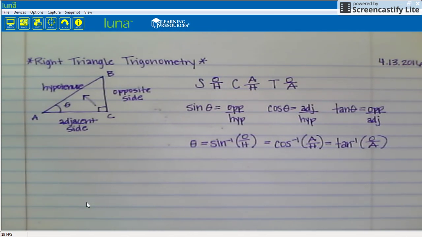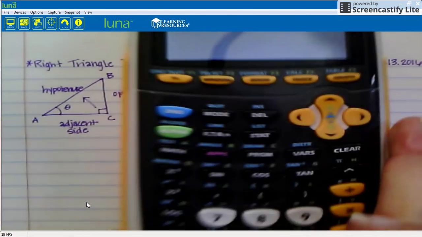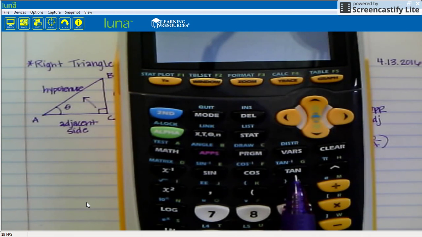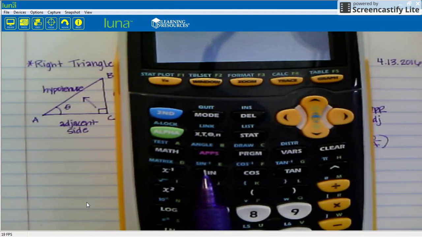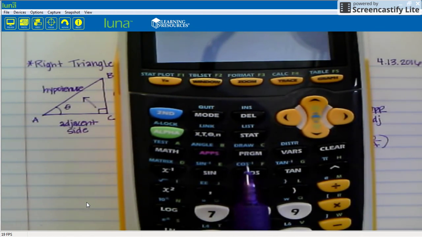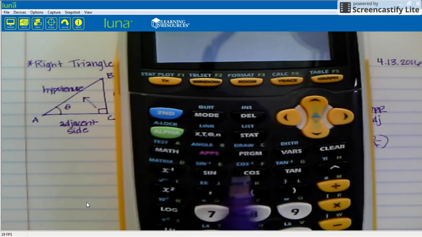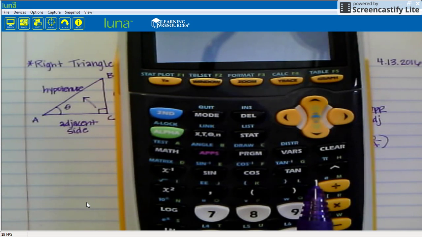If you look at your calculator, you have sine, cosine, and tangent. And directly above them in blue, you have the inverse of sine, the inverse of cosine, and the inverse of tangent. You use sine, cosine, and tangent when we're looking for side lengths. You use the inverse of the trig functions when you're solving for the angle measure.